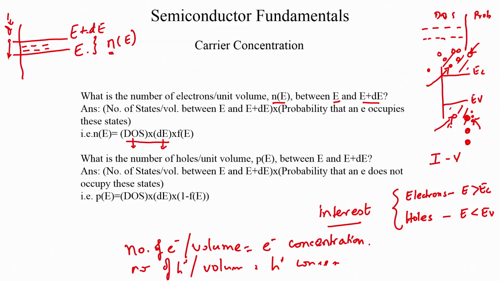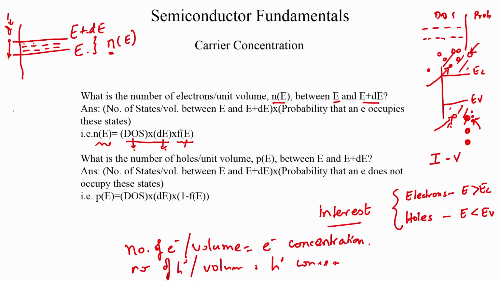That is the number of states between E and E plus dE per unit volume. So, I know the count of the number of states, but it does not mean that all these states are occupied by electrons, because there is a certain probability that the electron will occupy these states, and that probability, as we saw, is defined by f of E. So, f of E times the number of states between E and E plus dE is my electron count, that is n of E.